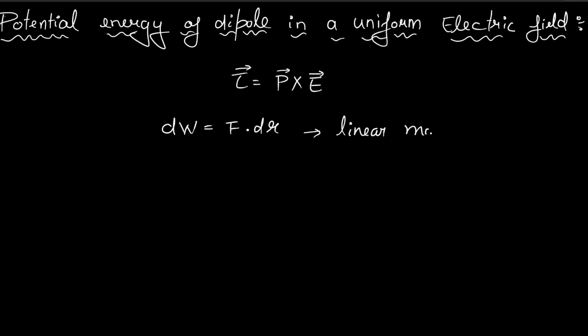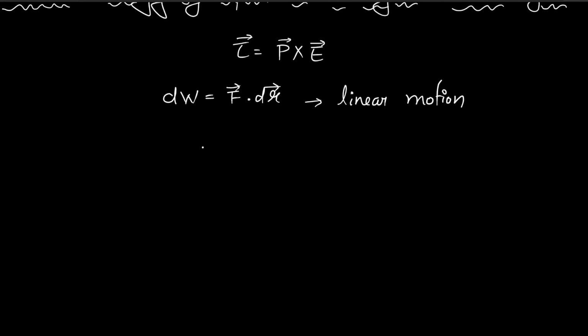linear motion. But we have seen that when the dipole is placed in a uniform electric field, it experiences a torque. There is no net force on the body, there is only torque. Then the formula for the work done when the dipole is placed in a uniform electric field is torque into d theta, where d theta is the angle of rotation.